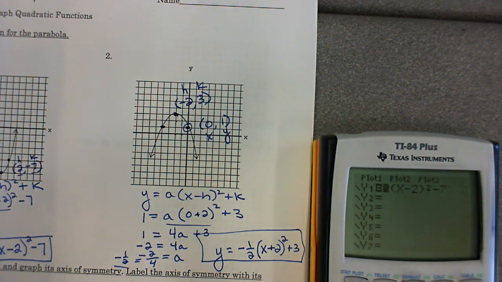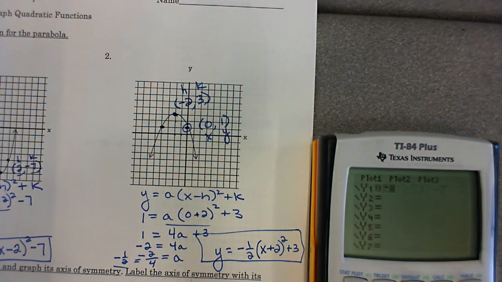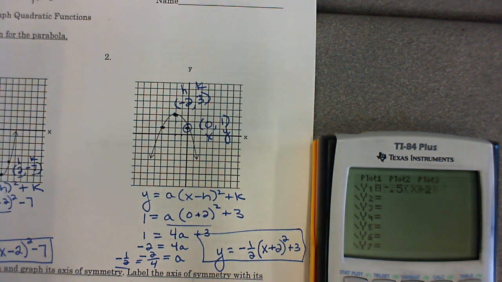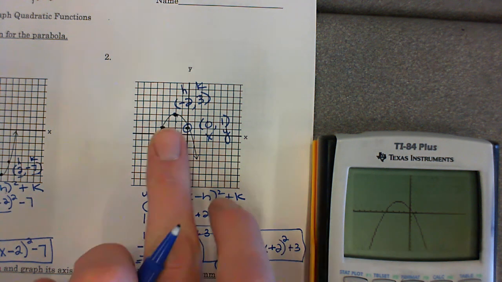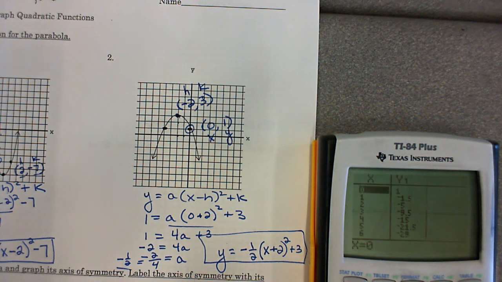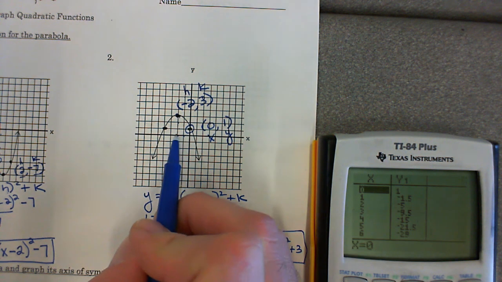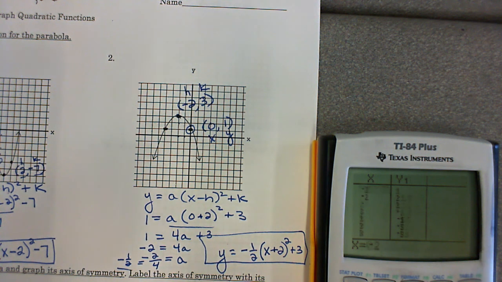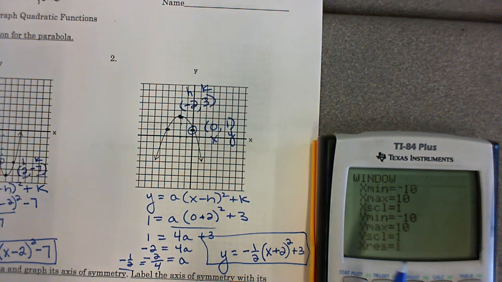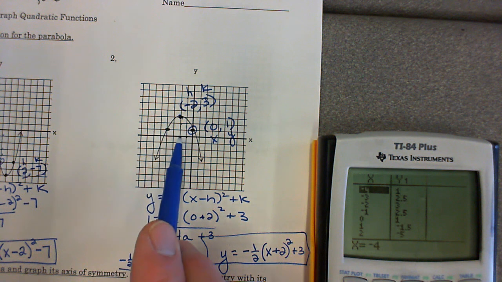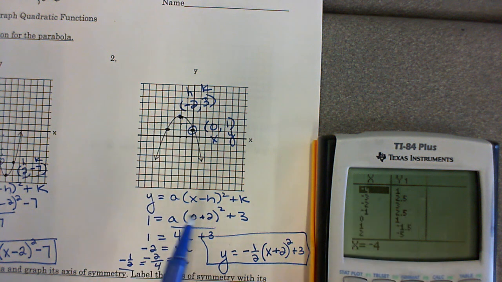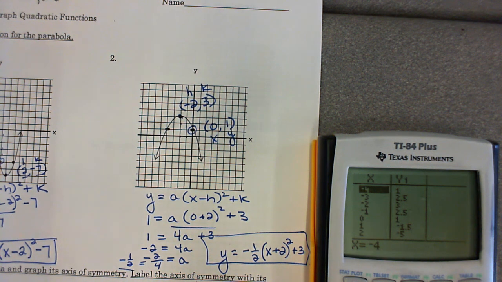Plugging in y equals, we'll call that negative 0.5 rather than negative 1/2, times (x plus 2) squared plus 3. Hit graph. Looks like that's in the right location. We go to our table of values to confirm. At negative 4, we should be at positive 1, and we are. At negative 2, we should be at positive 3, and we are. And at 0, we should be at positive 1, and we are. So that's 1 and 2.